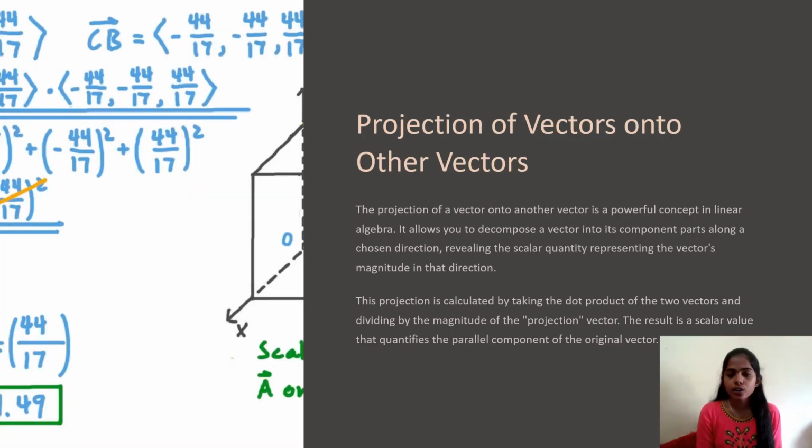Projection of vectors onto another vector. The projection of a vector onto another vector is a powerful concept in linear algebra. It allows you to decompose a vector into its component part along the chosen direction, revealing the scalar quantity representing the vector's magnitude in that direction. This projection is calculated by taking the dot product of the two vectors and dividing by the magnitude of the projection vector. The result is a scalar value that quantifies the parallel component of the original vector.